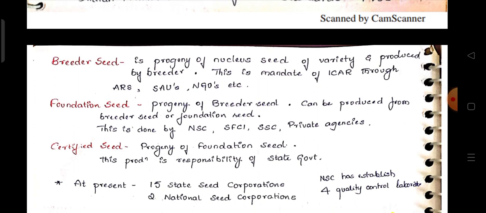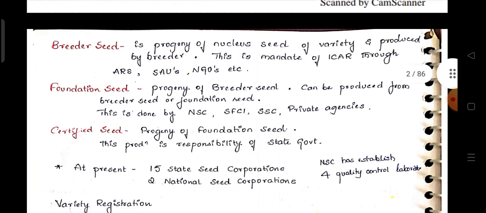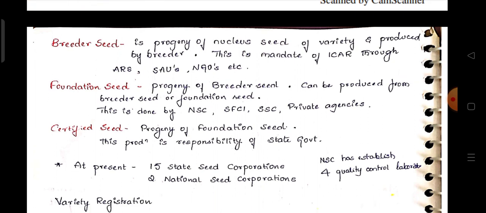So in every one of our videos we have discussed breeder, foundation and certified, but nowhere have I told the definition of this. Just to refresh your knowledge, breeder seed is the progeny of nucleus seed of variety and produced by breeder. This is the mandate of ICAR through ARS, SAUs, NGOs, etc.